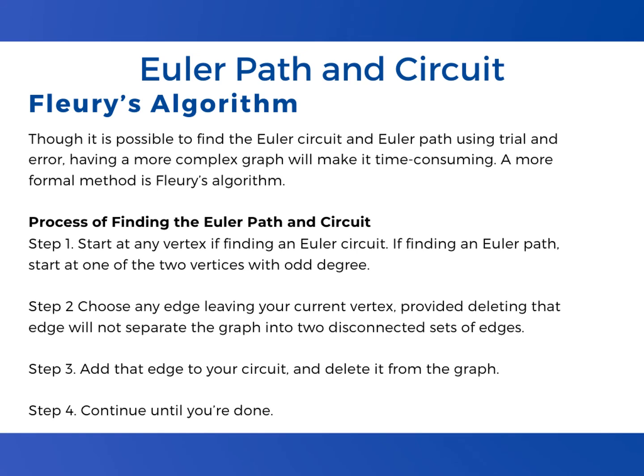Next, though it is possible to find the Euler circuit and Euler path using trial and error as we have seen, a more formal and organized method is Fleury's algorithm. The problem with trial and error is that having a more complex graph will make the process time-consuming. Here are the steps one must follow.